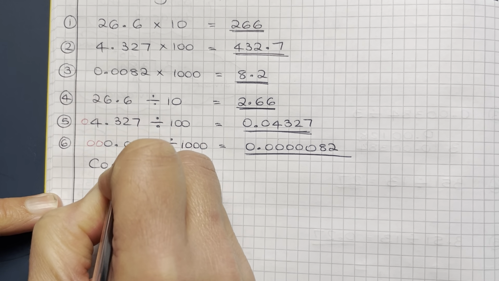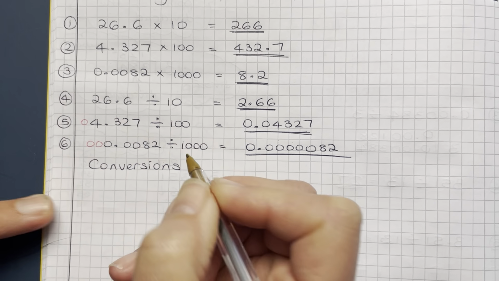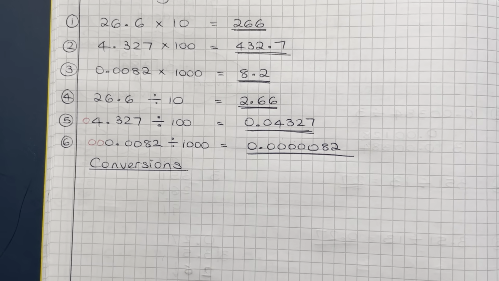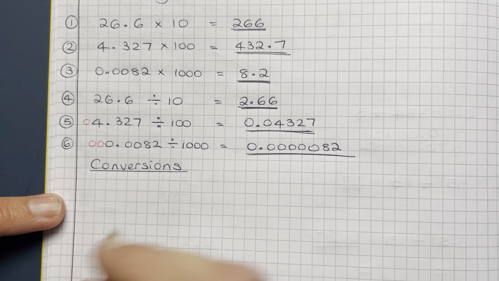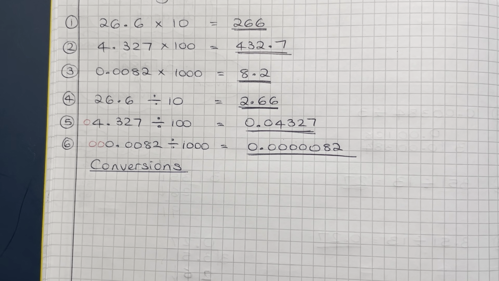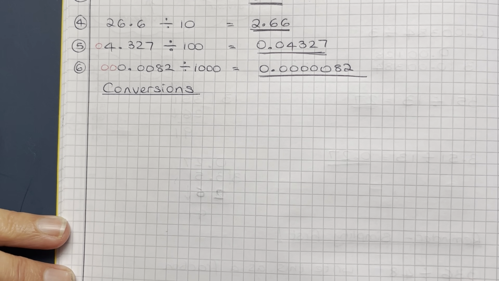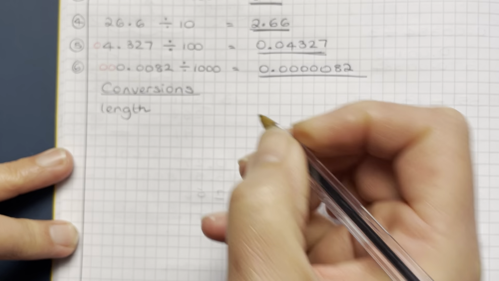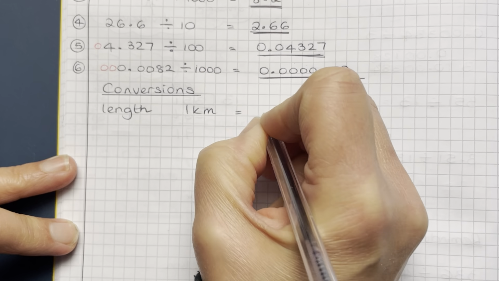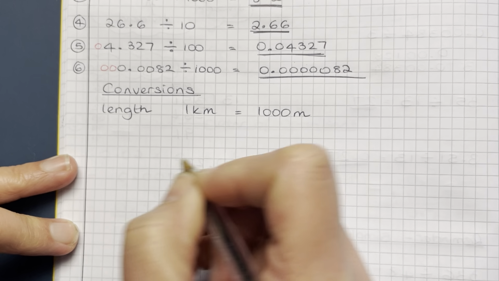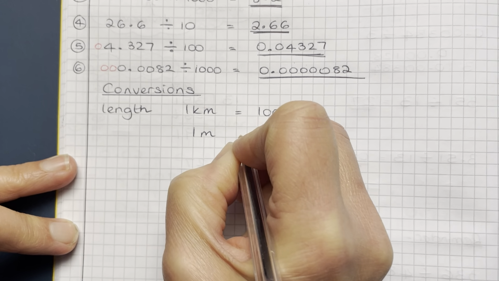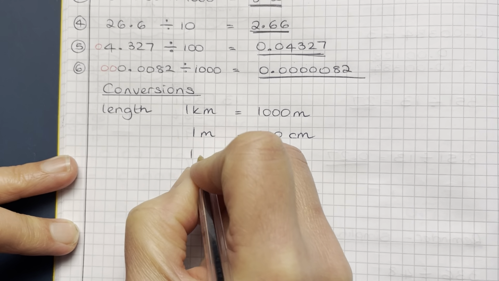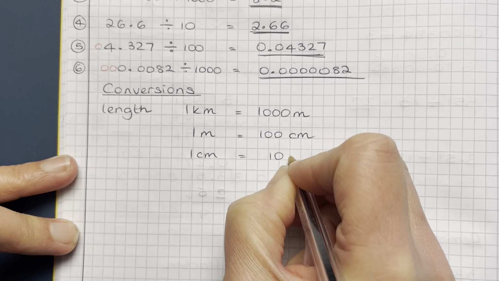Let's look at how we use that for some conversions. And it's probably worth just recapping those conversions here. So all those calculations that we do are to help us with conversions. Just a reminder, we're not going to do all of them, but we'll do some of the main ones. For length, 1 kilometre equals 1000 metres. 1 metre equals 100 centimetres. And 1 centimetre equals 10 millimetres.